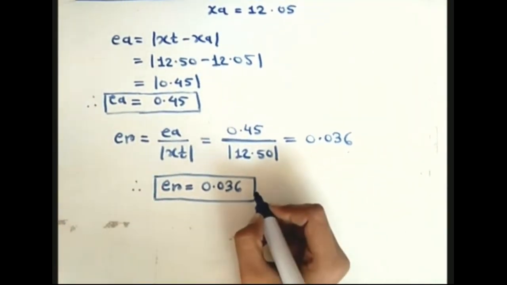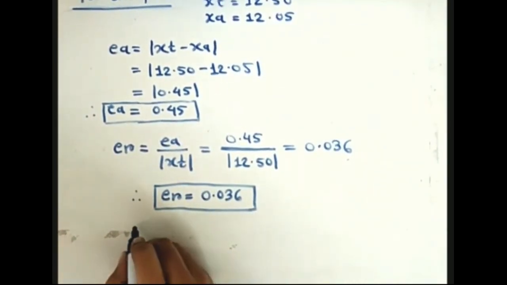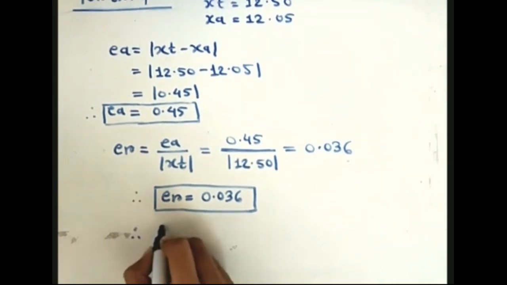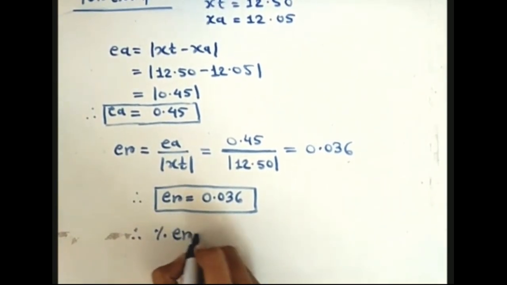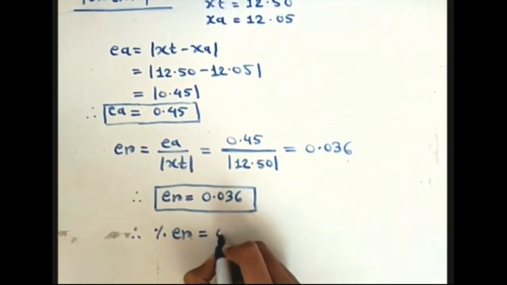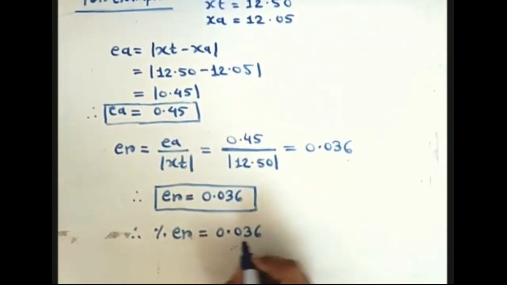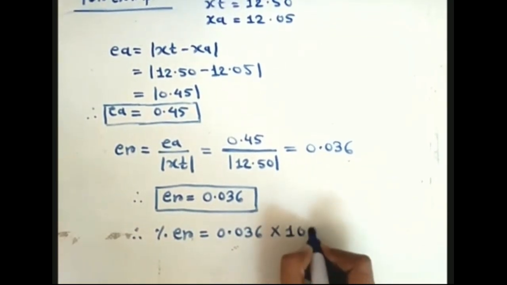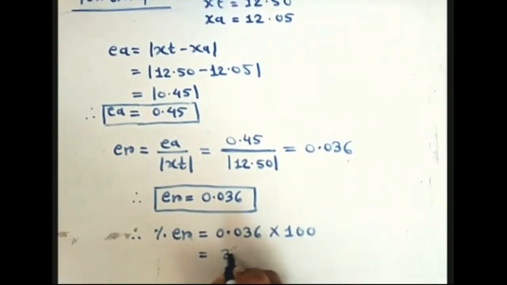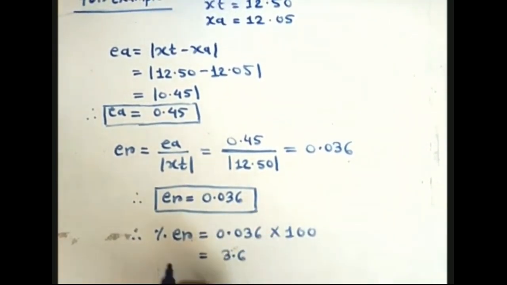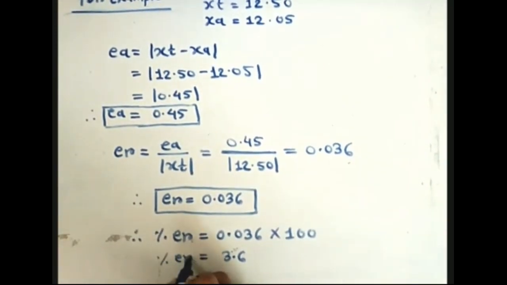Now, we calculate percent relative error. Therefore, percentage relative error, that is percent ER, equals 0.036, that is the value of ER, into 100. We get 3.6. This is our percent relative error.